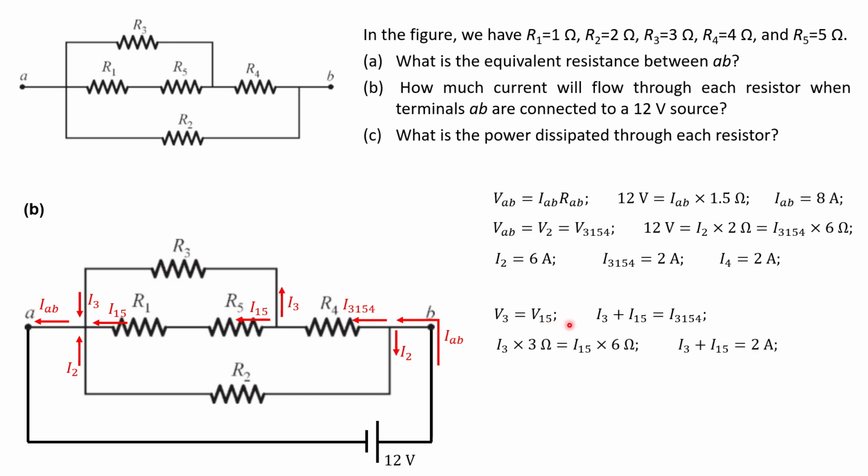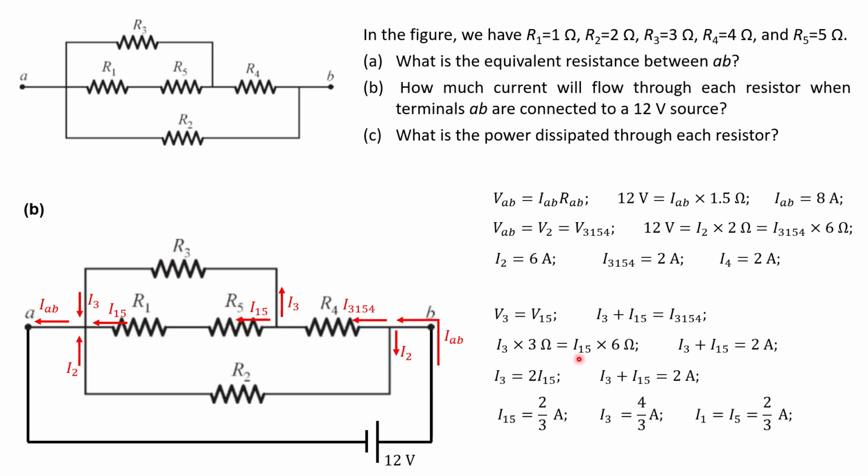Now, V3 is going to be I3 times R3, which is 3 ohms, and V15 is I15 times 6 ohms. Remember, we found I sub 15 earlier, which is just the sum of these two resistances, 1 ohm plus 5 ohm, which gives us 6 ohms. And I sub 3 plus I sub 15 has to be equal to 2 amps, which we found here earlier.